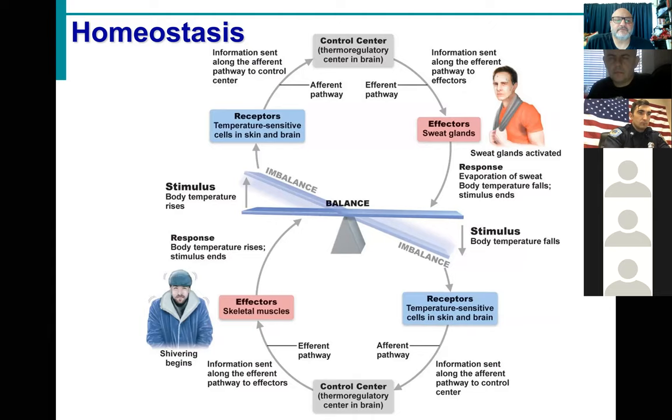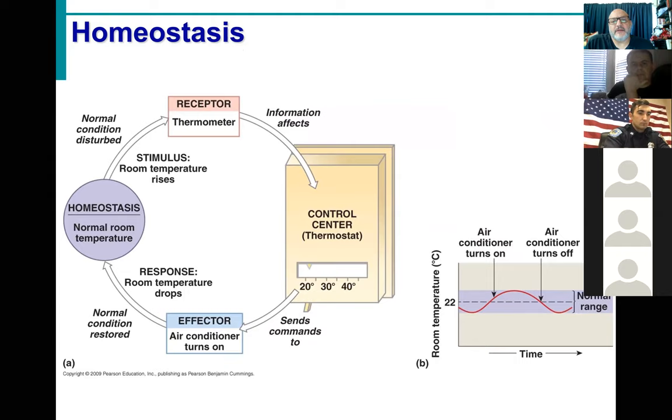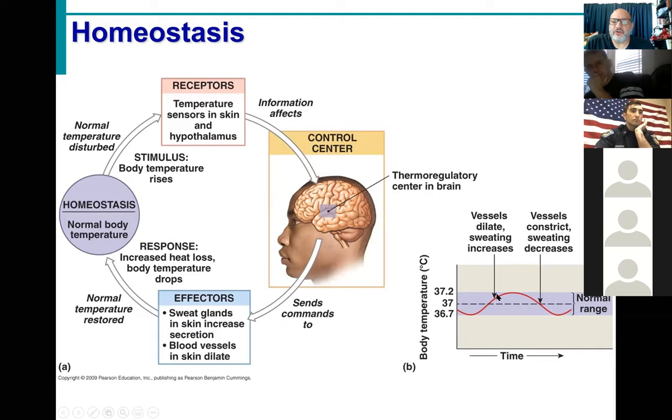Just like those smart thermometers, right? This is our dynamic stability. In your house, you have the dynamic stability, right? Temperature goes up, the air conditioner turns on and brings it back down. Temperature gets too low, the heater turns on and it brings it back up. Same thing here. Temperature goes up, we start sweating, and it brings the temperature back down. If we get too low, you're going to shiver, and it brings it back up. Again, this concept of homeostasis is this dynamic stability. That's our goal, to maintain that dynamic stability.